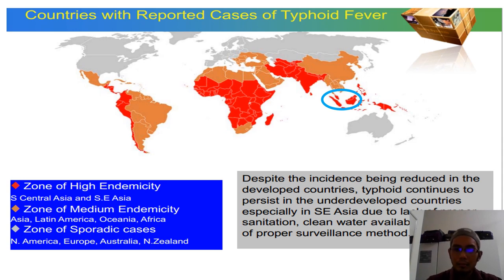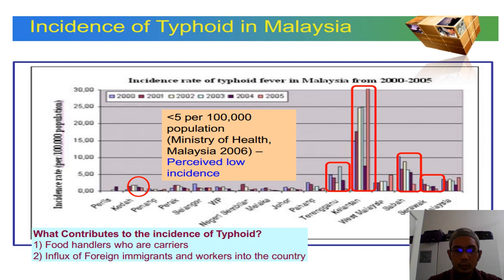For example, in Malaysia, going to the statistics, we can find that the incidence rate of Salmonella is slightly high in Kelantan, Terengganu, and Sabah. Not all of the areas, but some of the localities. So what contributes to this incidence? Basically there are two points here: food handlers, those who prepare the food, those who serve the food, and so on, as well as foreign immigrants.